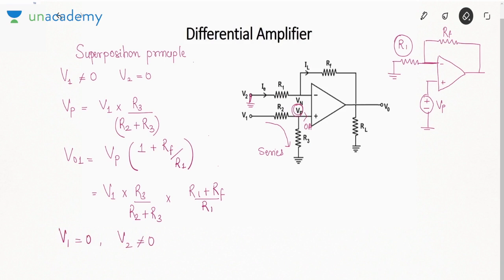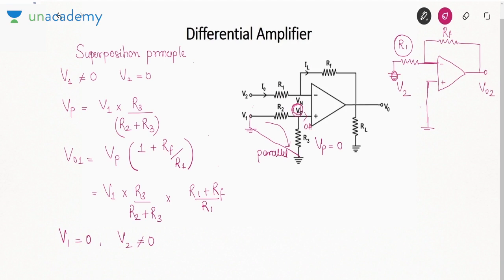Now if you ground this V1, both will then be in parallel. Why will they both be in parallel? These terminals will be connected together, so both will come in parallel. If both are in parallel, then this VP will become 0. If this VP becomes 0, what you can do now is directly ground this terminal, and this voltage is V2. So what is it now?